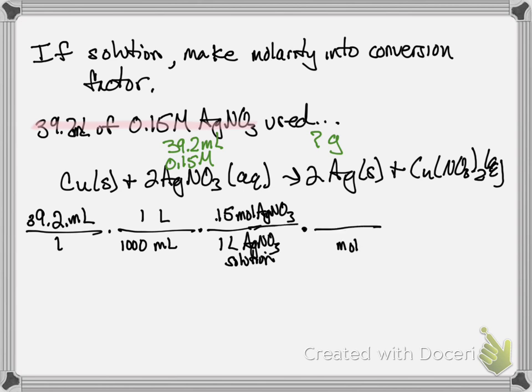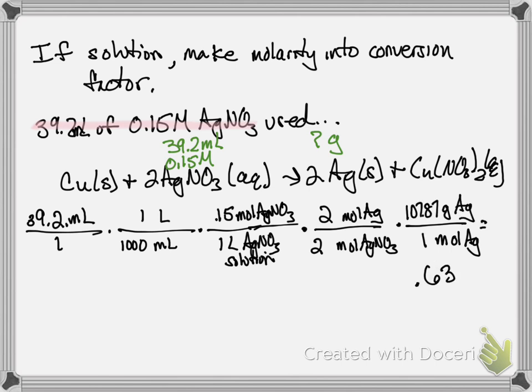And now it'll look just like what's on the previous slide. We're going to go from moles of silver nitrate to moles of silver. We've got the coefficients of the balanced chemical equation for that. And then we're just going to use molar mass to get to grams. And we're going to do the rounding, and that'll tell us how much silver can get made.